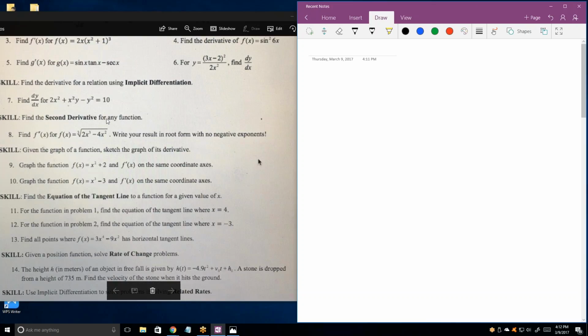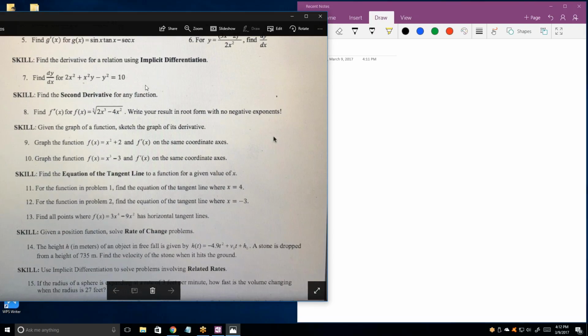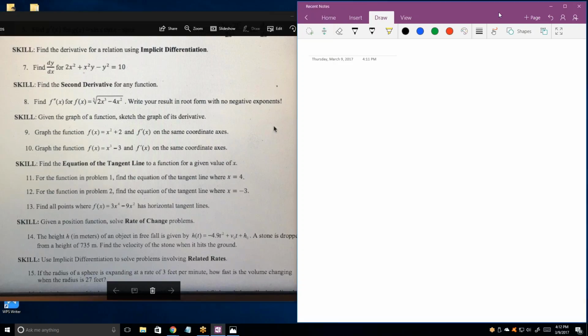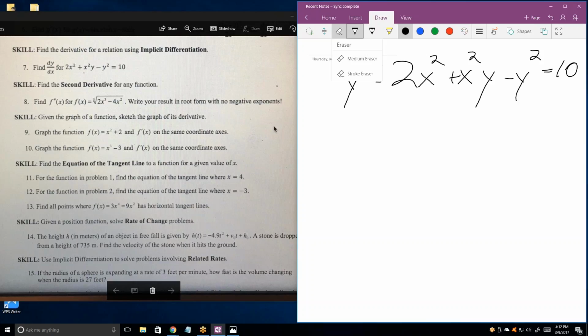And the next thing they're doing is implicit differentiation, which is fine. Implicit differentiation is not really that hard, conceptually or otherwise. Let's do it, and let me explain it a little bit. So there's our equation. And the question says, what is dy dx?